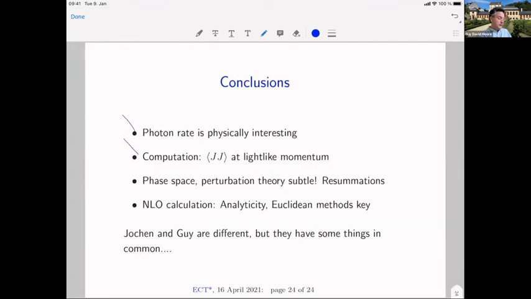which require some tricky resummations if you want to do them with perturbative calculations, which turn out to be possible to NLO due to some rather beautiful analyticity properties. So Guy and Jochen are different, but we have some things in common. And Jochen, I hope that at least caught at least a little bit of your fancy. Thank you. Thanks, Guy.